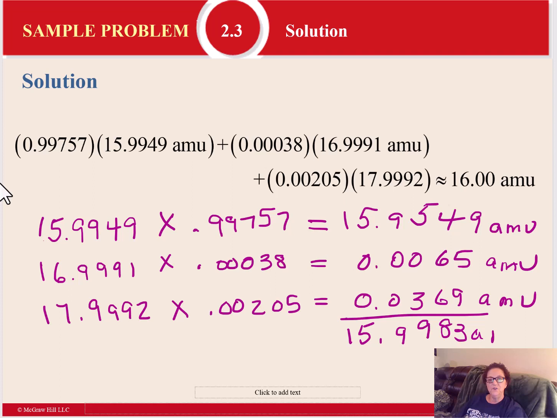15.9983 AMUs. And if you look at the periodic table, you will see that that is the number listed as the mass of naturally occurring oxygen. So that's how you get this number. You can't just look it up though, you've got to show me your work. That way I know that you're working it.